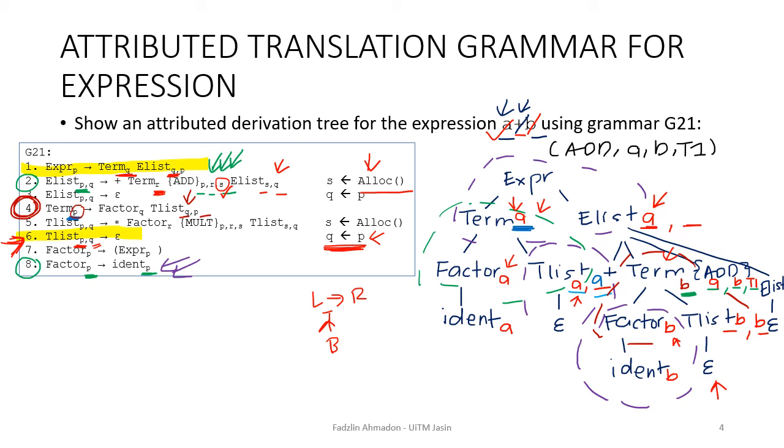So let me redraw this tree because we do not have space. So this is ELIST to epsilon, and ELIST has 2 attributes, S and also Q. So S, we have established S as T1, and then Q, because ELIST is derived to epsilon, it is safe to put the attribute of Q as T1. Okay, and then moving up again, going back to rule number 2 here.